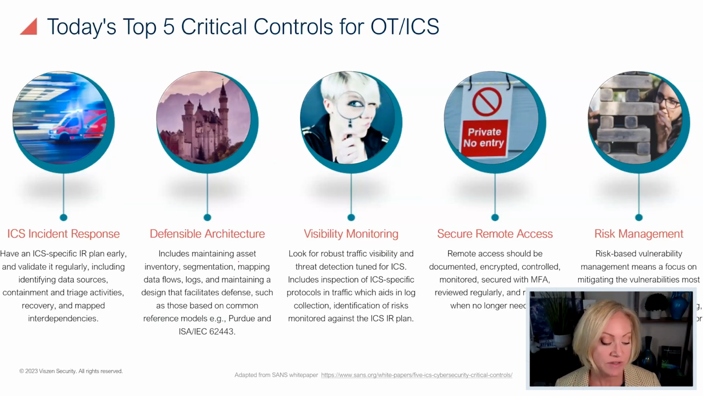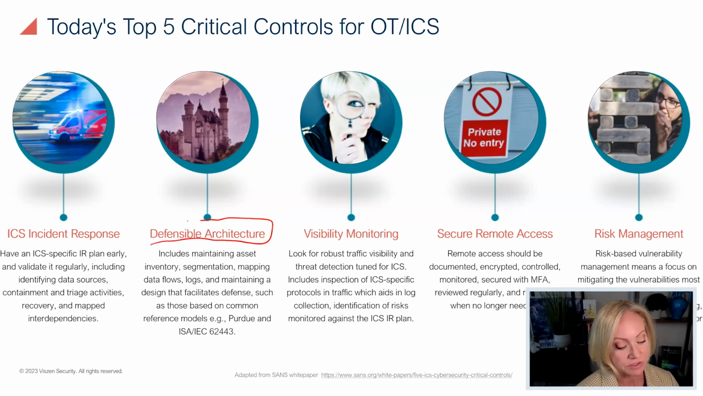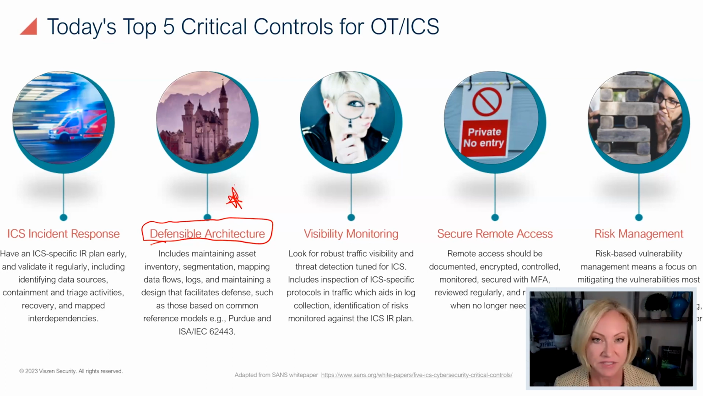And let me start in the middle, or the second one, which is building a defensible architecture. And this is key because I'm going to come back around to how this plays into a zero trust architecture. But look at these. So these are the top 5. And this is adapted from a white paper from SANS that was also put out by Robert Lee. So defensible architecture means just building something that you can defend. That also means you have to have visibility so you can monitor it to defend it.